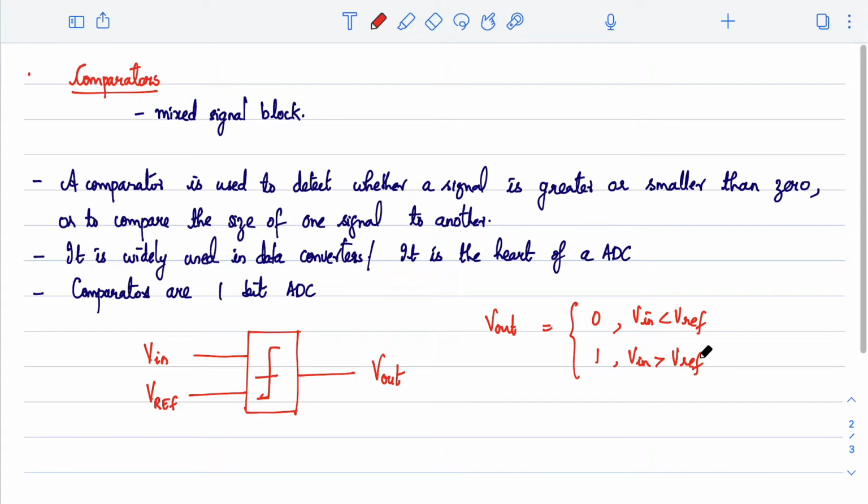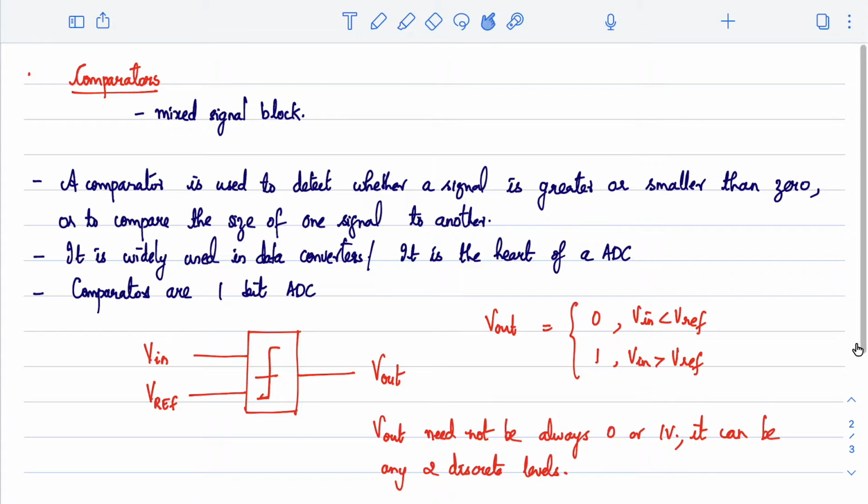Right. But it is not mandatory that this V out need always be a 0 volt or a 1 volt. It can be any two discrete levels.